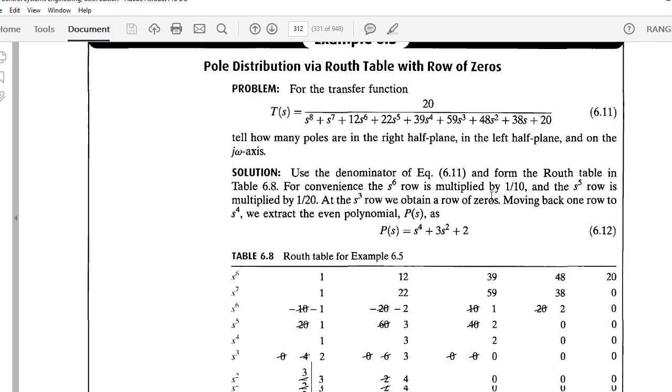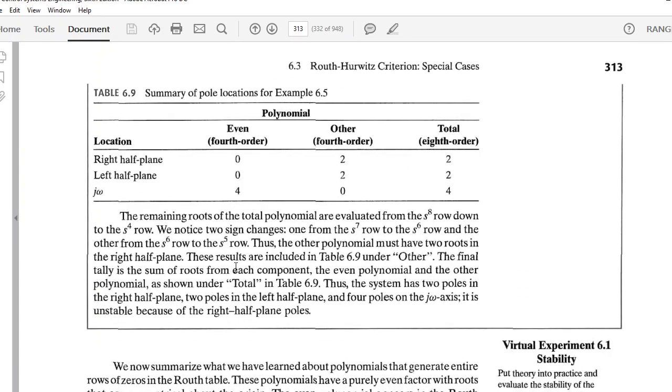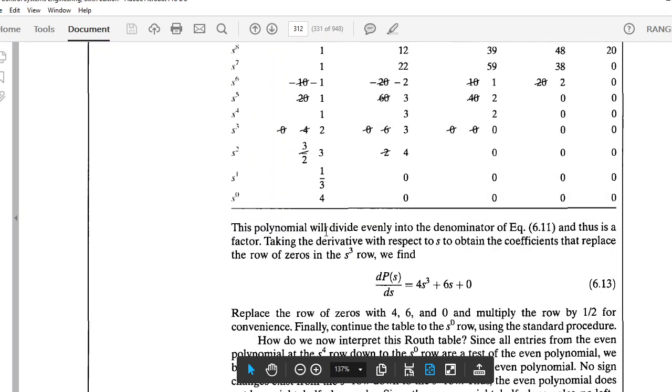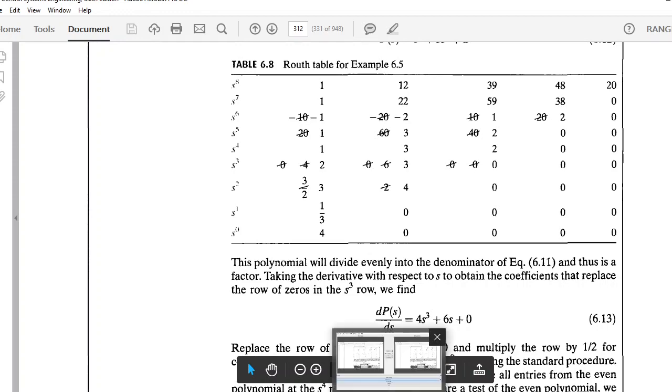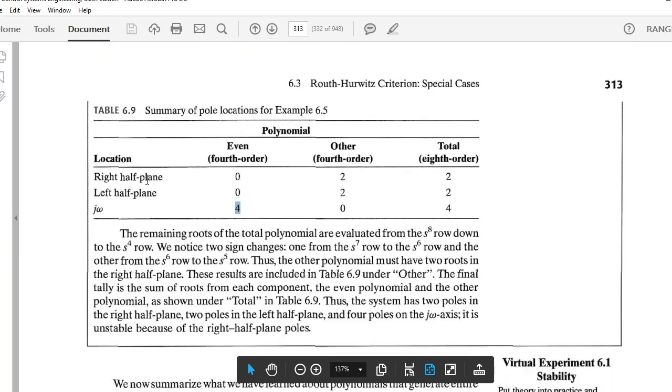So out of the total number of 8 poles, you will see that 4 of them are already lying on the j omega axis. The remaining 4, which is occurring between s raised to 8 and s raised to 4, we already said that there are 2 sign changes, which means that there are 2 poles lying on the right hand plane, and therefore there will be 2 more which will be lying on the left hand plane. So that is what is expressed here.